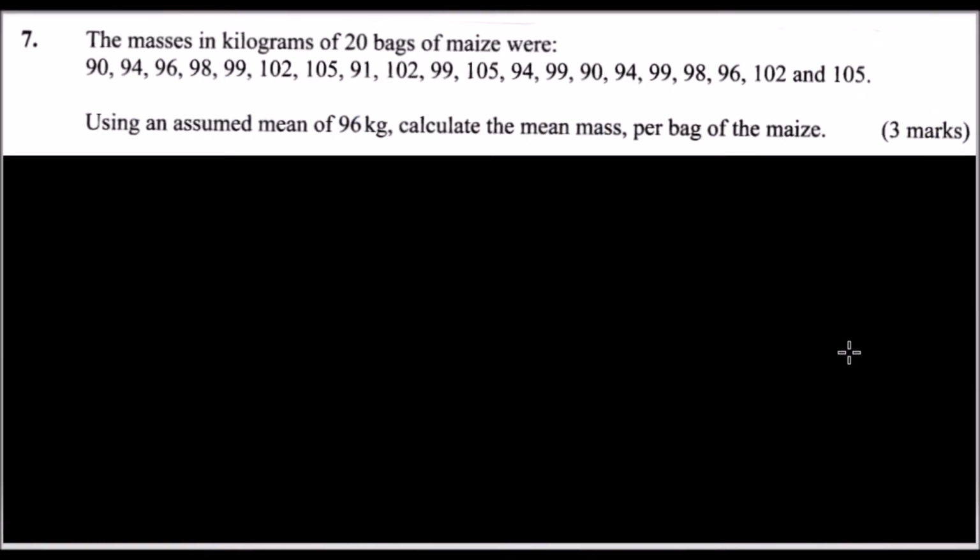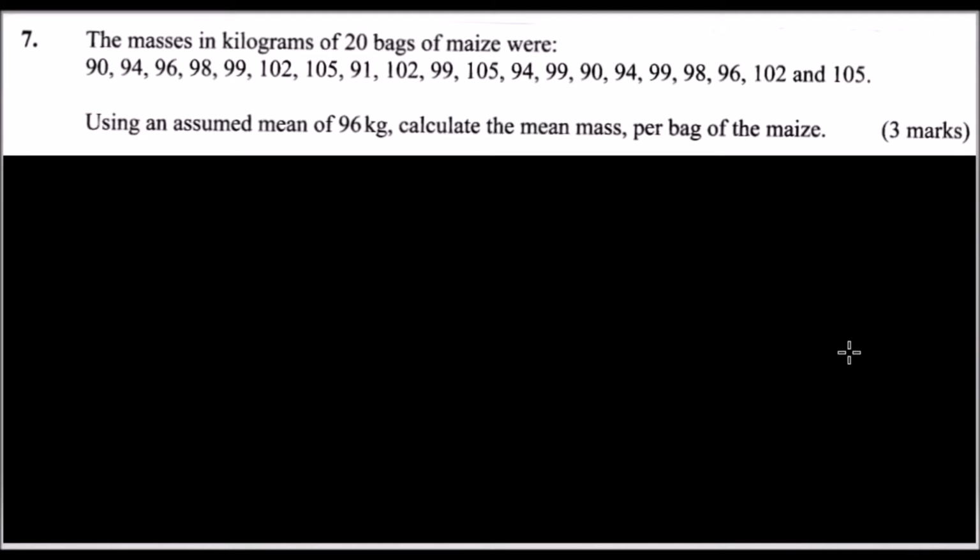Question number 7, we are told the masses in kilograms of 20 bags of maize were 90, 94, 96, and on up to 105. Using an assumed mean of 96 kg, calculate the mean mass per bag of the maize.